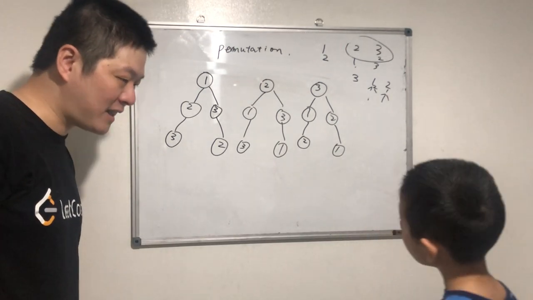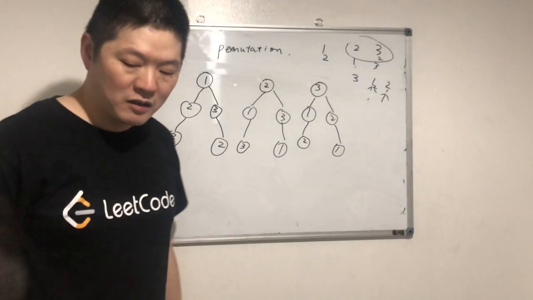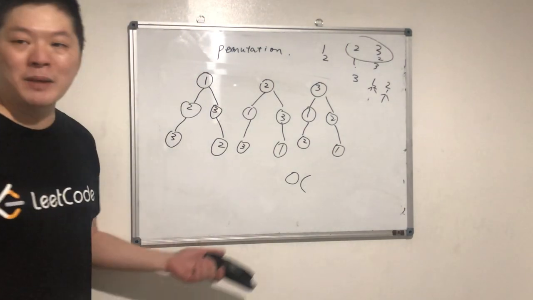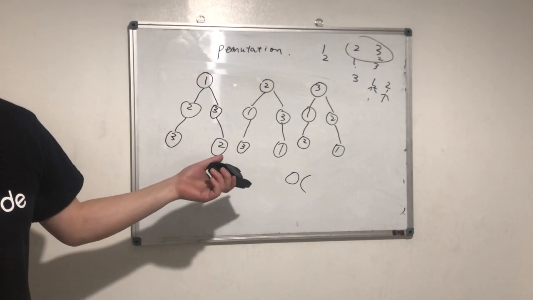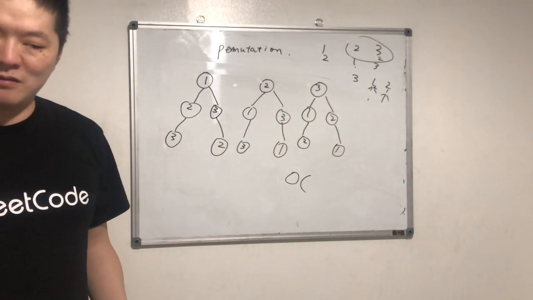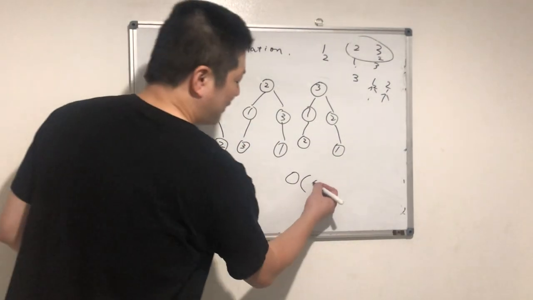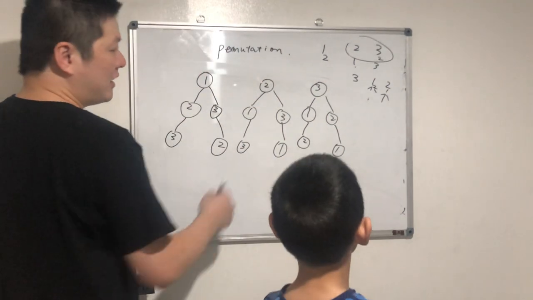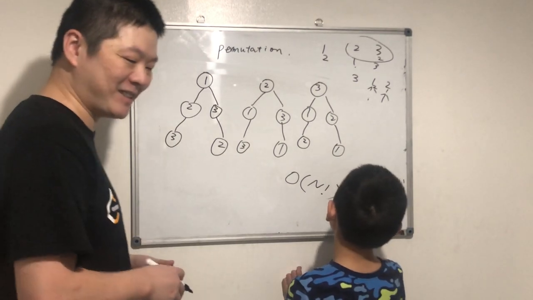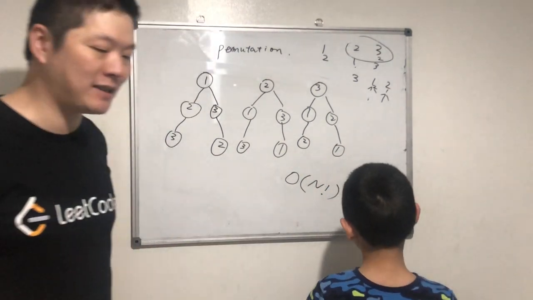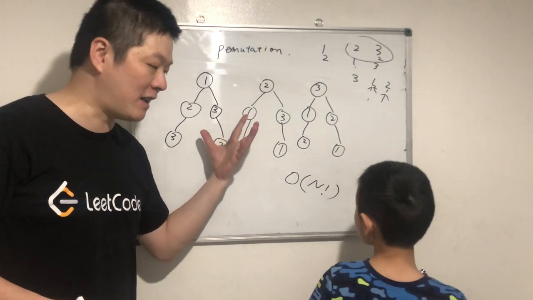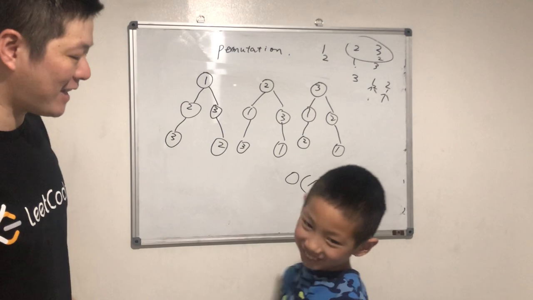What's the time complexity? That's very easy. How many possibilities are we getting here? N factorial. It's a bit tricky. What's the space complexity if we want to store all these in an array? N factorial. Well done. That's an easy question.